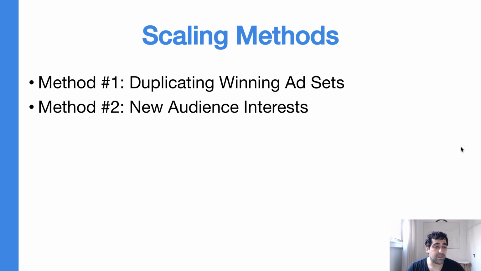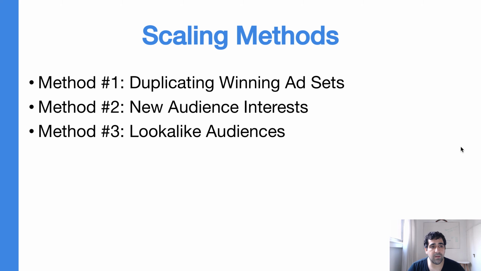Method number two, another simple one, is going to be to have new audience interests within a campaign, right? So basically testing new interests to see if the proven ad is performing within a new audience. The method number three is going to be testing lookalike audiences, and you can test them against the interest audiences that are performing well for you, right? You start with interest audiences, and then method number three, you're going to be adding lookalike audiences and test them against the audiences that are working for you.